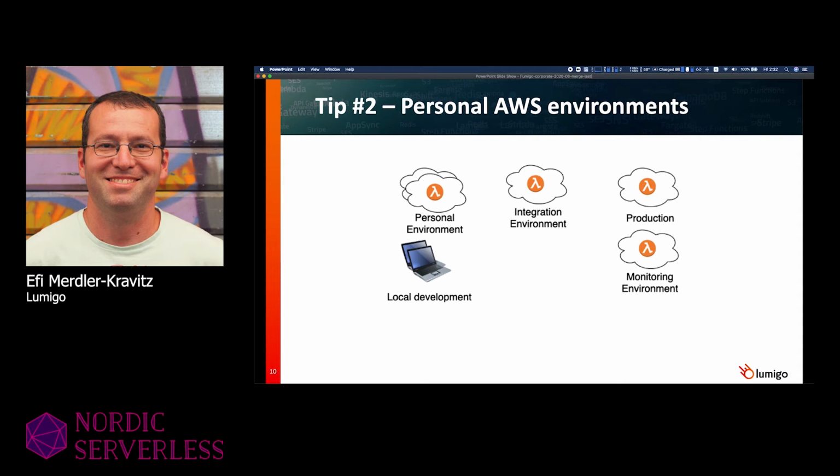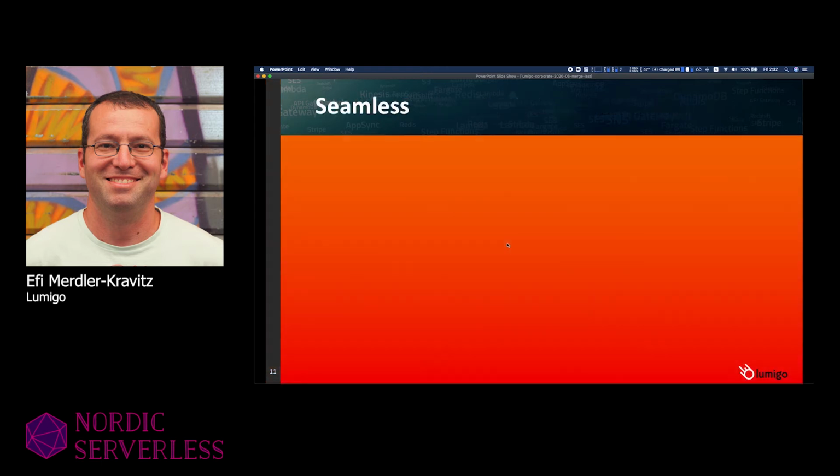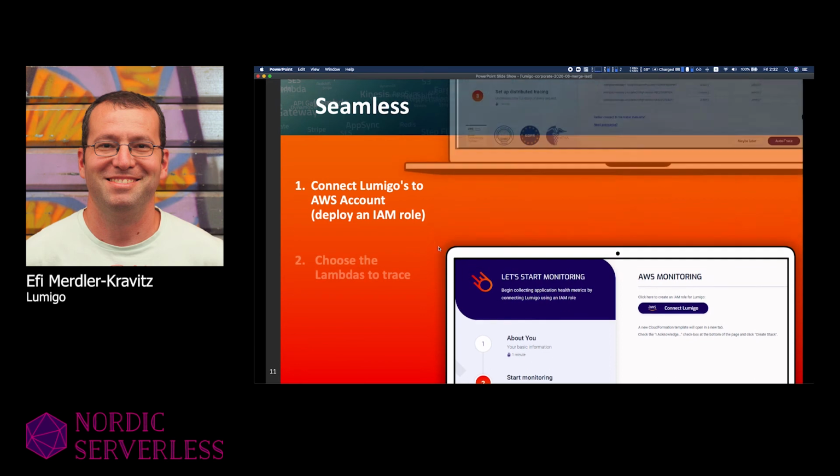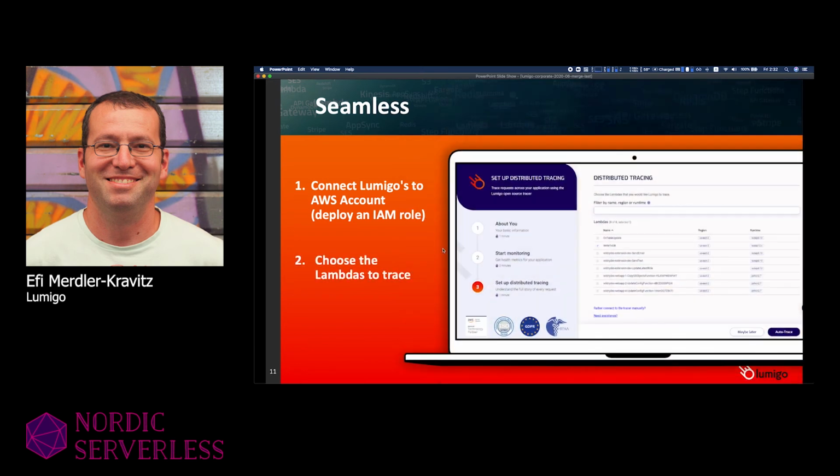So if developers can't test the code on a real environment, they will never know if it really works in production. So all of our developers signed up and created a personal project through our platform. Creating a new project is very easy and can be done in a click of a button. The developer just installs an IAM role and selects which functions they want to trace, and that's it.